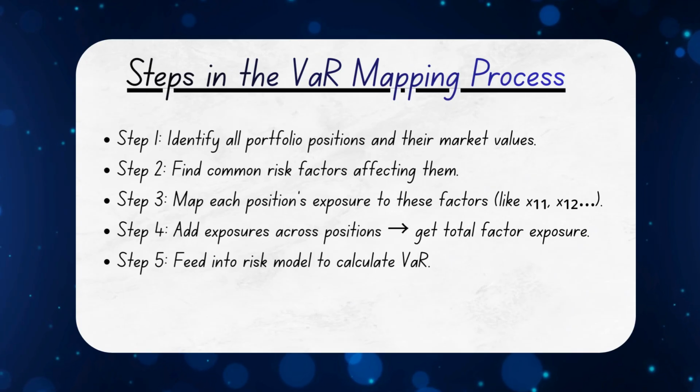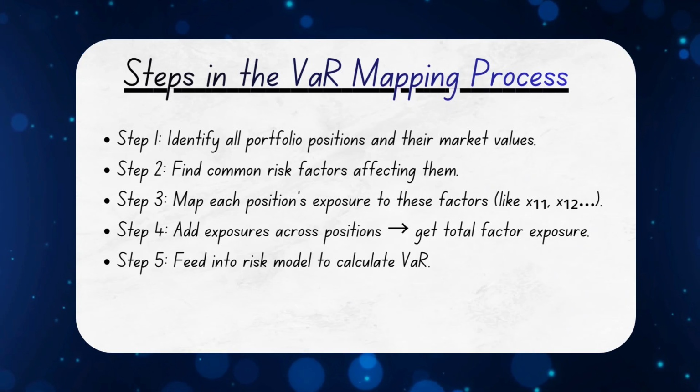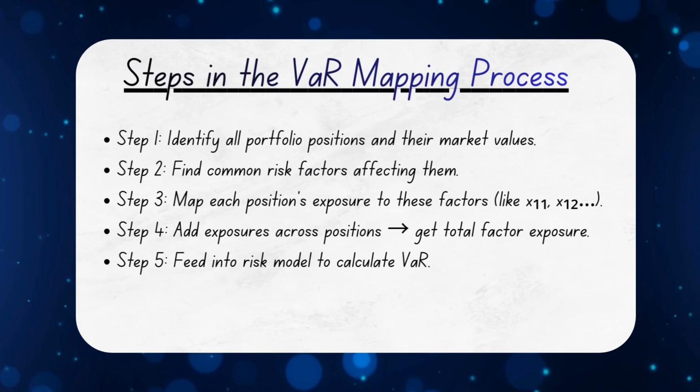For instance, a stock may be fully linked to the equity factor, while a bond may be mostly linked to interest rate risk. We then sum all exposures factor-wise to get total portfolio exposure. And finally, we feed these totals into the VaR model to estimate the potential loss under different market scenarios.